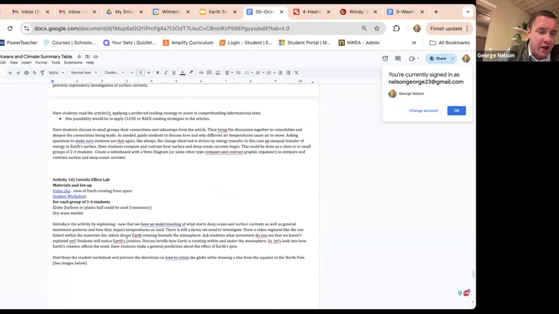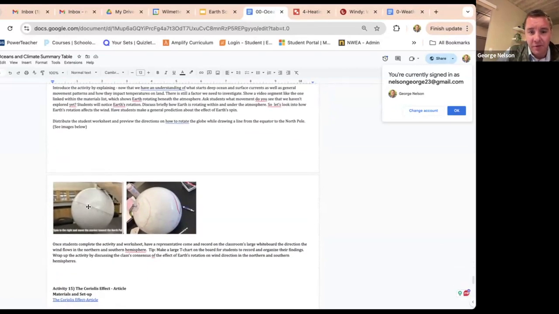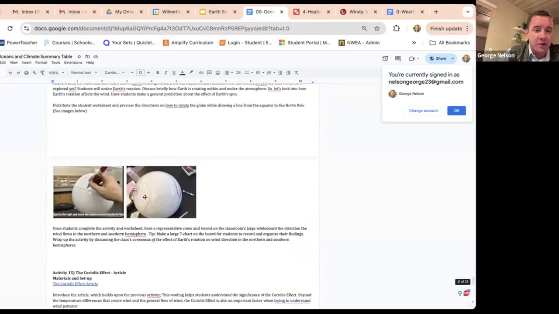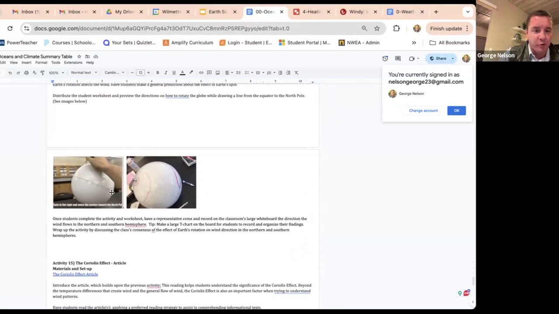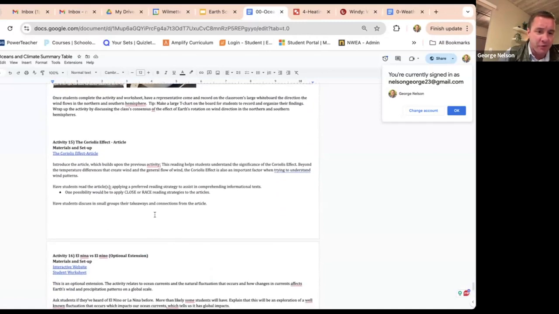Again, there's a reading with that. We start getting into the Coriolis. I'm lucky that we have these fancy globes where we can actually draw on them, and we start to see how the Coriolis affects our wind patterns. They actually draw on it. You don't have to have these fancy ones. I have the link to where you can buy them. But I've also seen it done with just balloons, where they move it the way the earth rotates, and they'll see how it goes clockwise and counterclockwise in the different hemispheres.